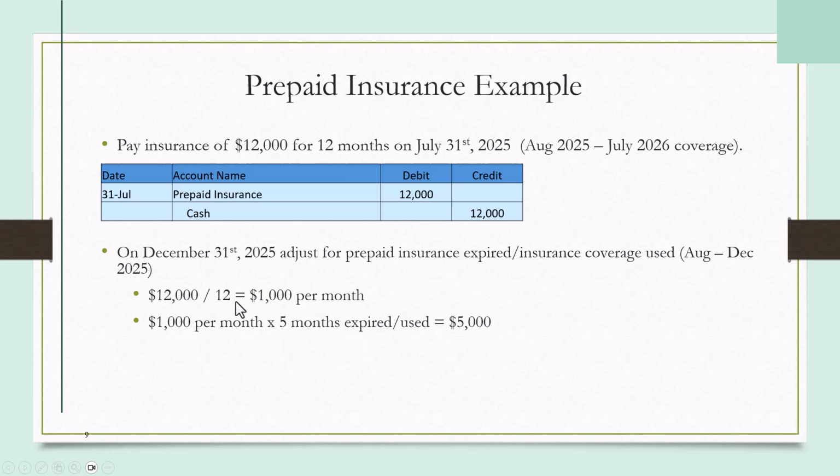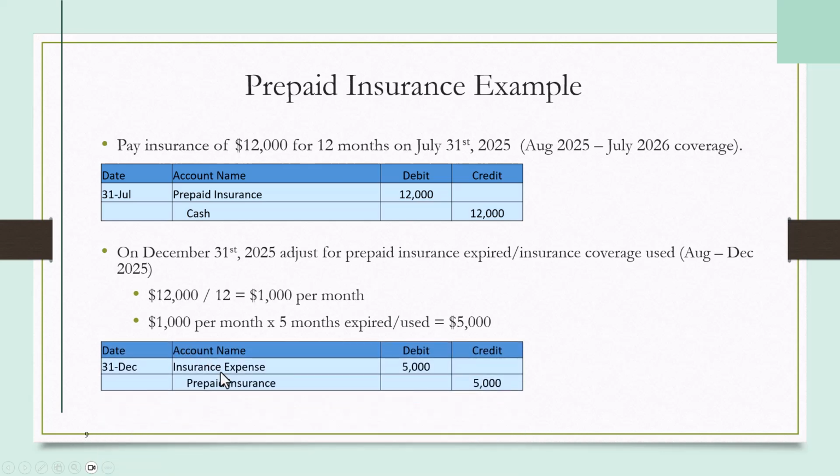So $12,000 divided by 12 is $1,000 per month. 1,000 times 5 is $5,000. And this is what the entry would look like. It would be a debit to insurance expense to add this to an expense account, and a credit to subtract from prepaid insurance. The original entry was a debit to prepaid insurance. To add to it, and this entry would be to subtract from it by doing the opposite, by doing a credit. And I can show you this in the T accounts.